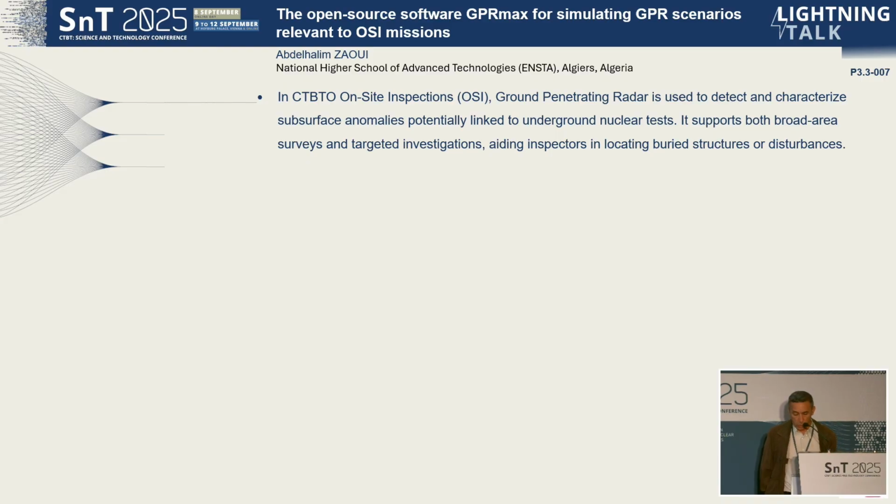In CTBTO OSI, ground penetrating radar is used to detect and characterize subsurface anomalies potentially linked to underground nuclear tests. It supports both wide area survey and target investigation, aiding inspectors in locating buried structures or disturbance.